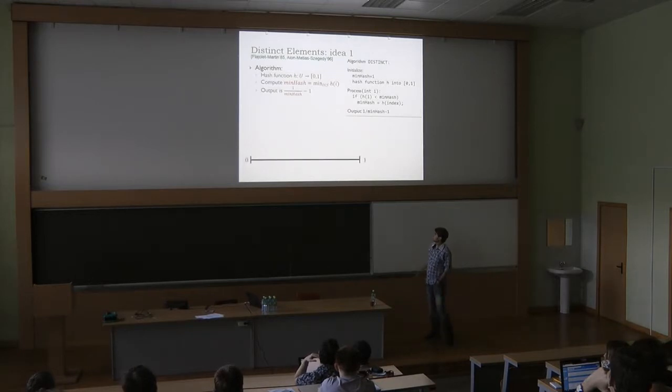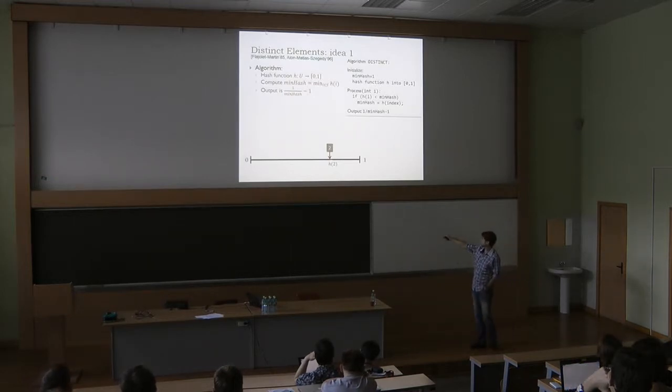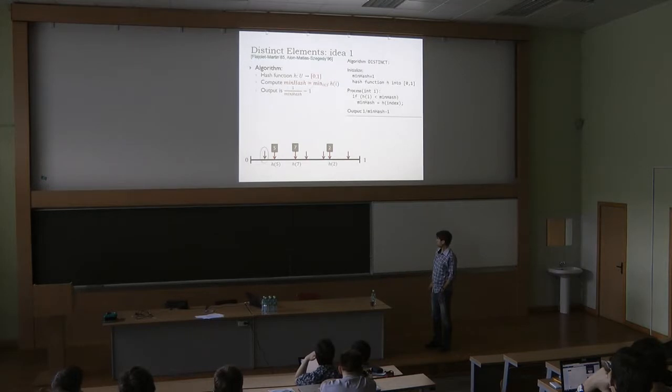Pictorially, imagine this is the interval between 0 and 1. All the hashes of the elements map into this interval. Comes element 2. We compute the hash h(2), and it maps into some number here. This will be the minimum. Then comes element 5. It maps here, so the minimum will be updated to this value. Then comes 7, and we don't do anything because it's larger than the current minimum. Then more elements come, and this will be the minimum, if the set of elements is this one.